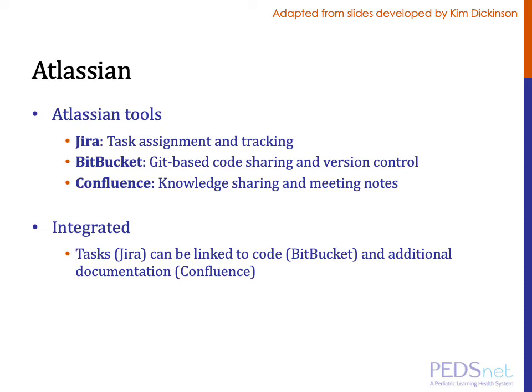Okay, so Atlassian tools. At PEDSnet, we use Jira, Bitbucket, and Confluence. Jira is project management software that we use for task assignment and tracking. Bitbucket is a Git-based code sharing and version control platform. And Confluence is a wiki that we use for knowledge sharing and meeting notes. And one of the advantages of using these tools is that they are highly integrated. So tasks in Jira can be directly linked to code in Bitbucket and supplemental documentation on Confluence.